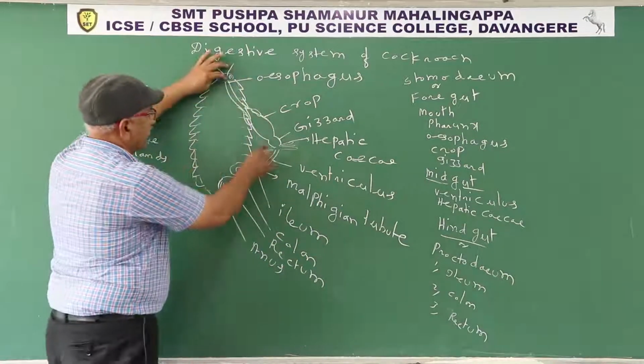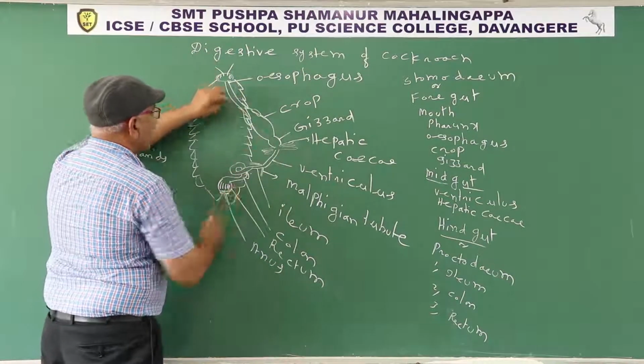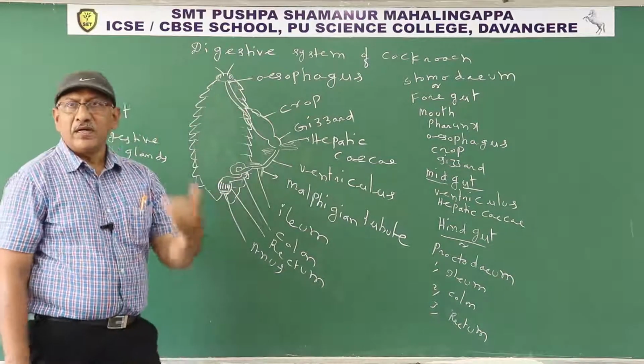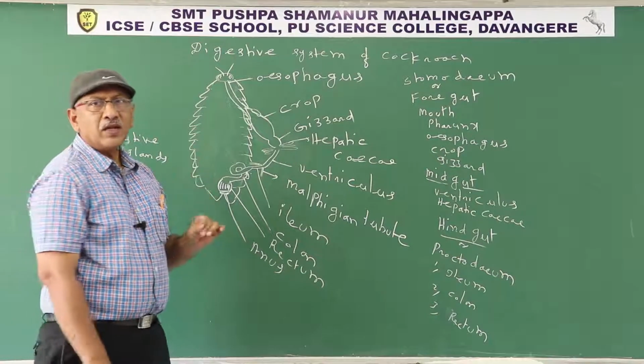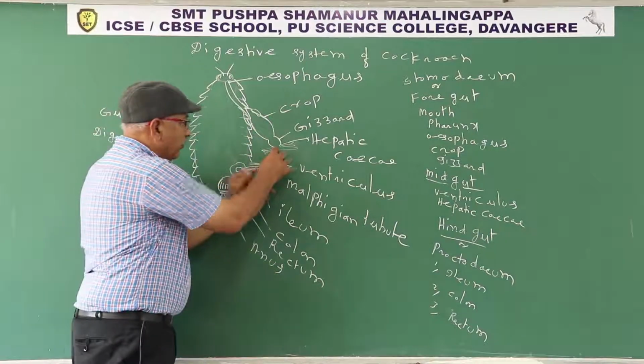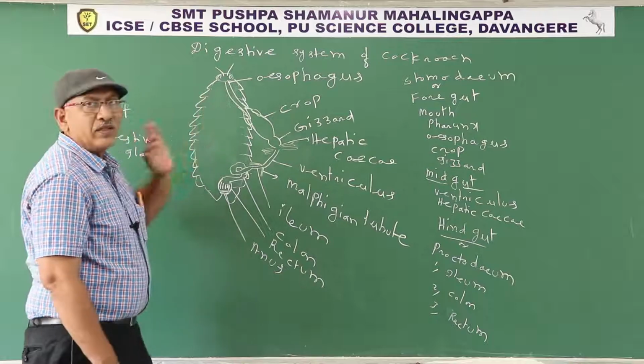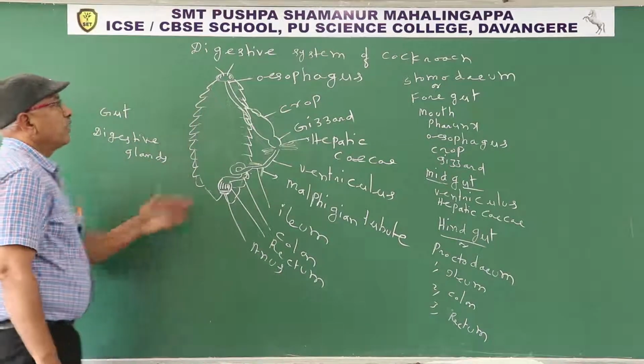Foregut and hindgut are developed from the germinal layer ectoderm. Midgut is developed from the germinal layer endoderm. Now we discuss various parts of the foregut.